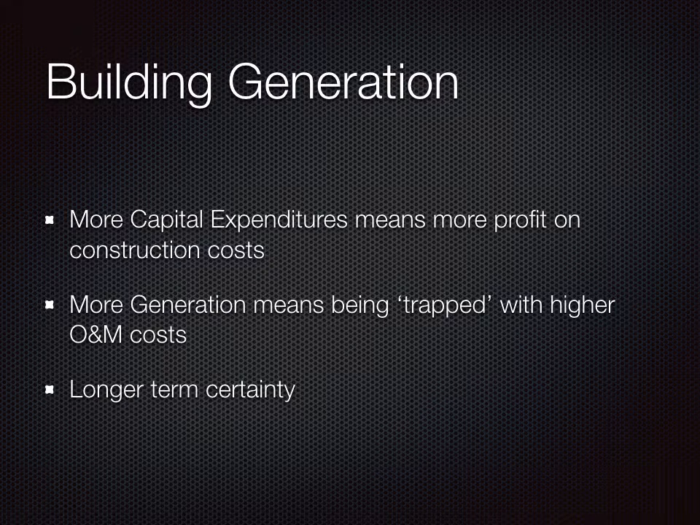When the choice comes to building generation, as was stated earlier, more capital expenditures means more profit on the construction costs. In Florida, you can collect between 7 to 10% of every dollar spent as profit, guaranteed. More generation, however, means that you can be trapped in a longer-term situation. The average lifespan of a power plant can range between 30 to 50 years. If you decide to build it, you are stuck with it. However, this means that you have longer-term certainty, which can be an added benefit if you expect consistent growth in your market.